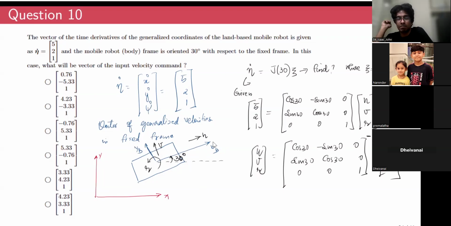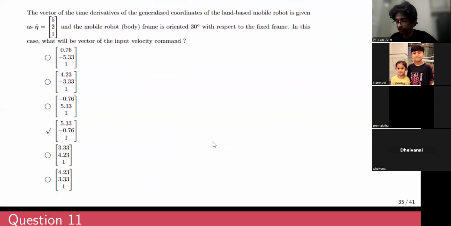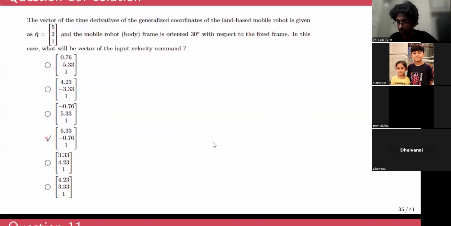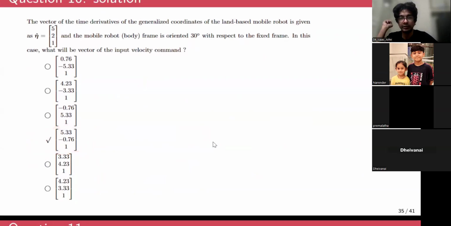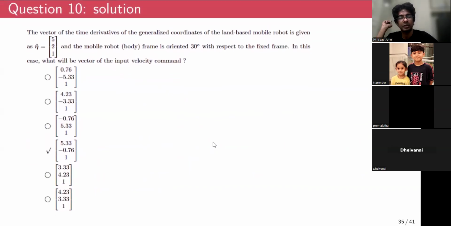So this is just a procedure. So in that case, I'll just reveal the answer. The answer is nothing but, once you do this calculation, you will get the answer as the fourth option, option D. Okay.